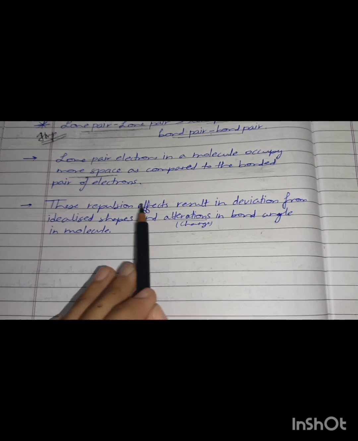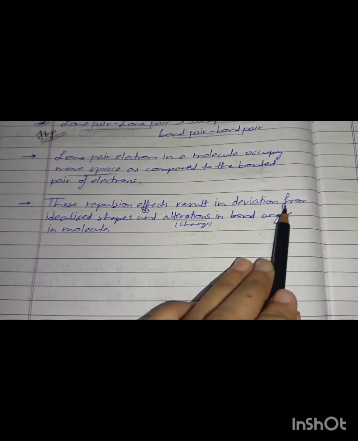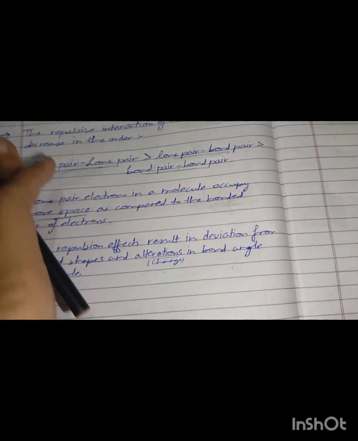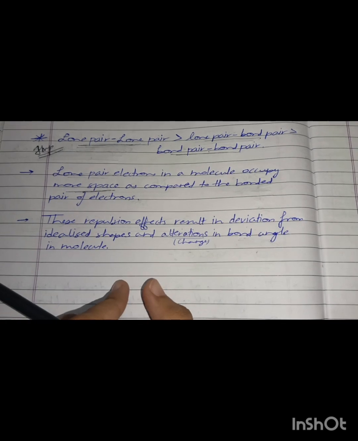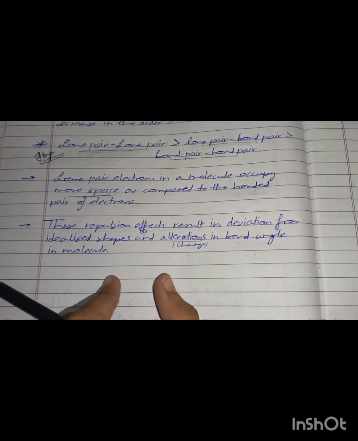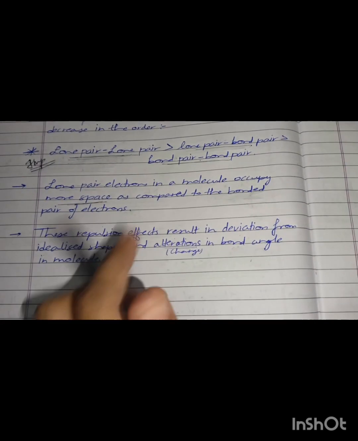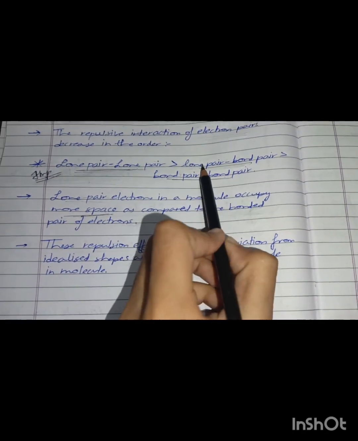Then this repulsion results in deviation from the idealized shape and alteration in bond angle. Because of this repulsion the shape of the molecule is changed, and there is also a change in bond angle, right? If there is more repulsion between lone pairs, the angle between them is very less as compared to bond pair or lone pair-bond pair. I hope it is clear.